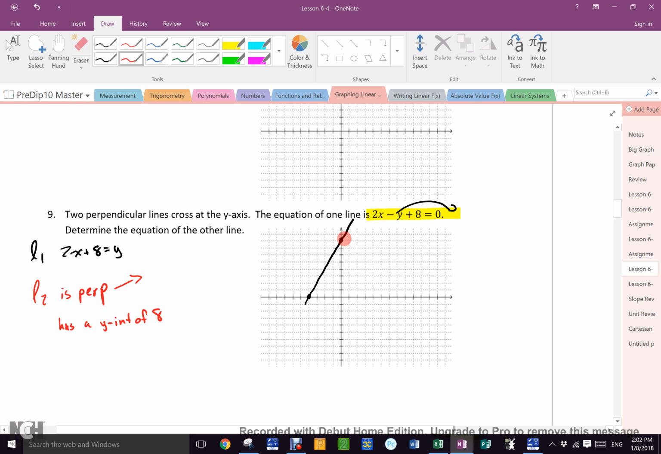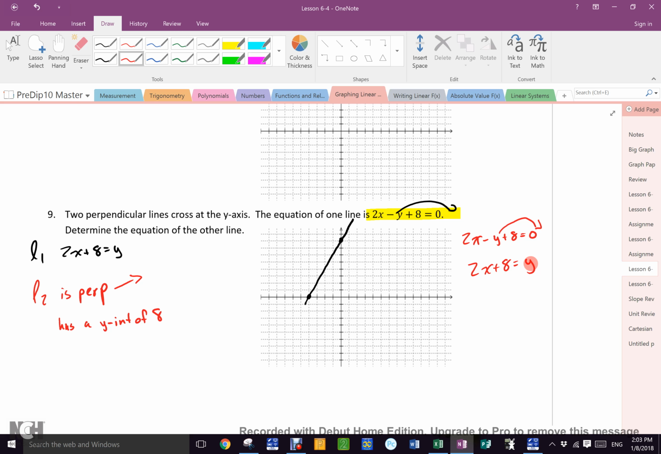I thought the y-intercept was 0. What? I'm confused. We had 2x minus y plus 8 equaled 0. That's not a form that we like. So if I move that y over here, I have 2x plus 8 equals y. Y is now by itself. So that's slope-intercept form, y is equal to this. If you want to do it that way, that's okay too.